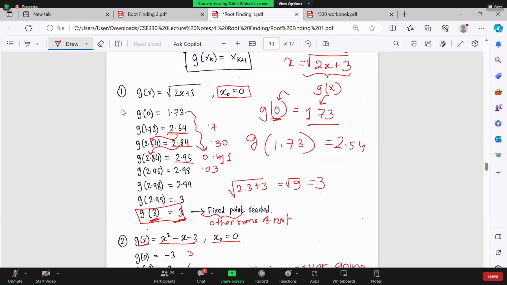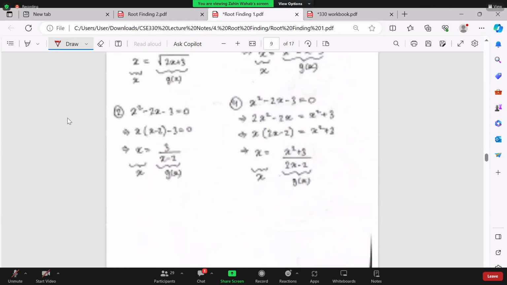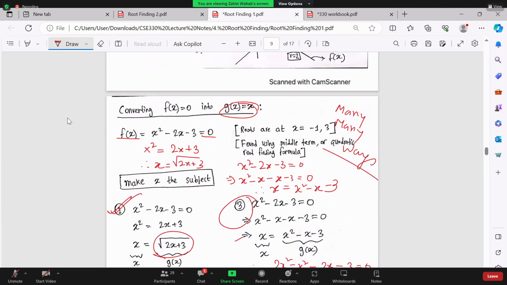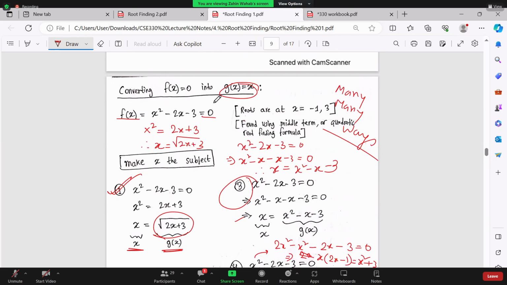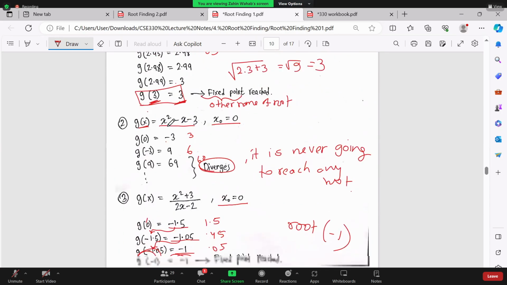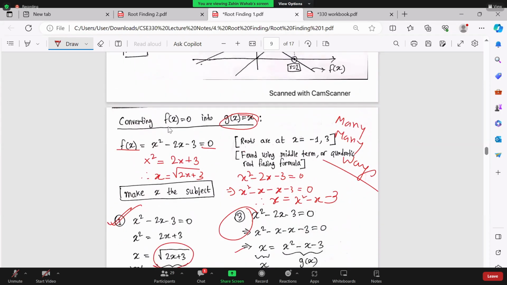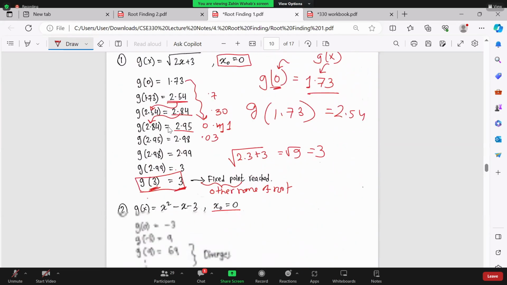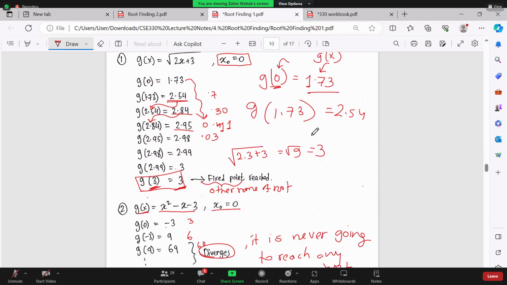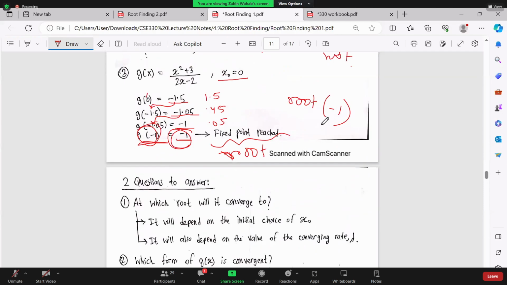And here our root is 3. There is a point to mention here. You started with the same function, but you reached 2 different roots. We had 2 different roots that we already found using the quadratic root finding formula. These are minus 1 and 3. These are the roots that you know this will get. However, one form is giving us 3 and another form is giving us minus 1.